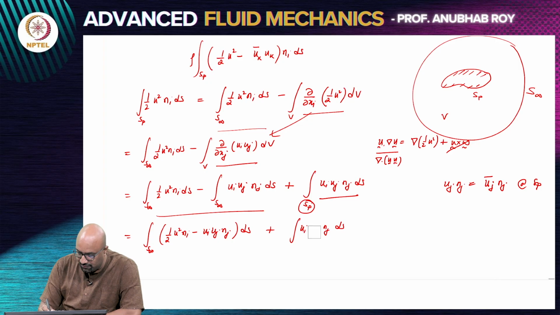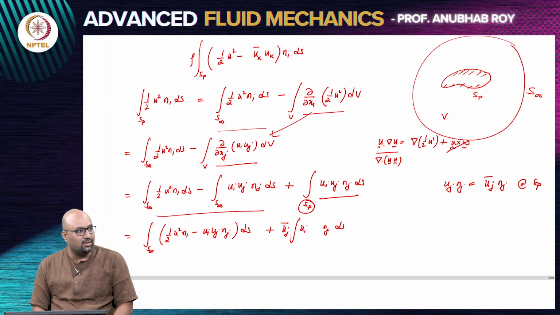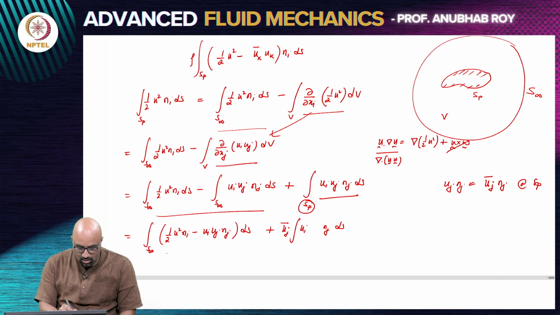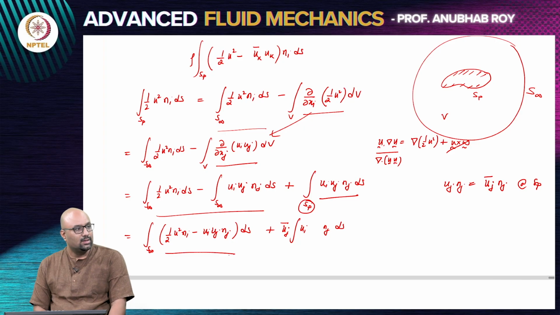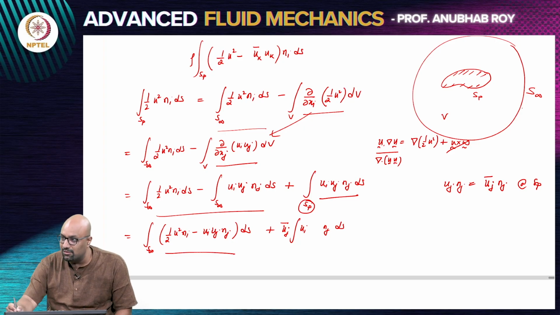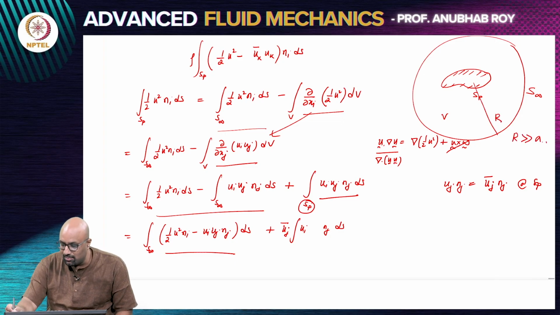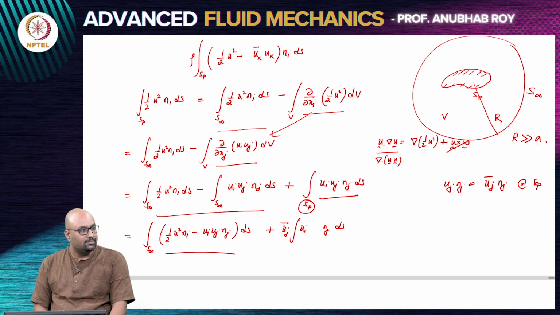I can go one step further. I realize that ū_j is obviously a constant, so I can take it out of that integral. So, I have ū_j n_j dS. Now, look at this particular term. This is an integral done on this surface which is far away. So, this has some radius capital R, where R is much larger than a typical body dimension.